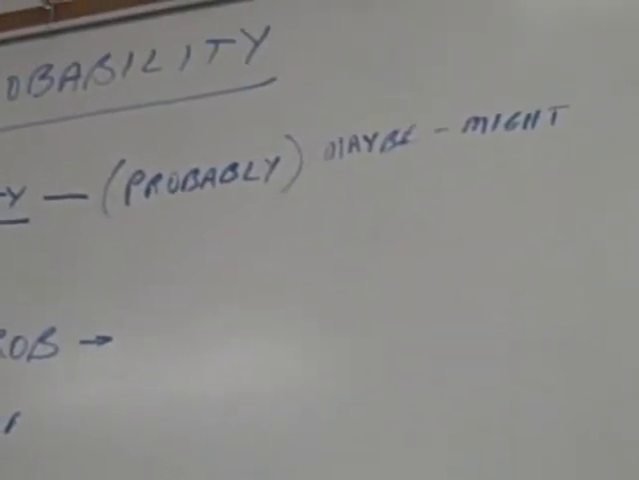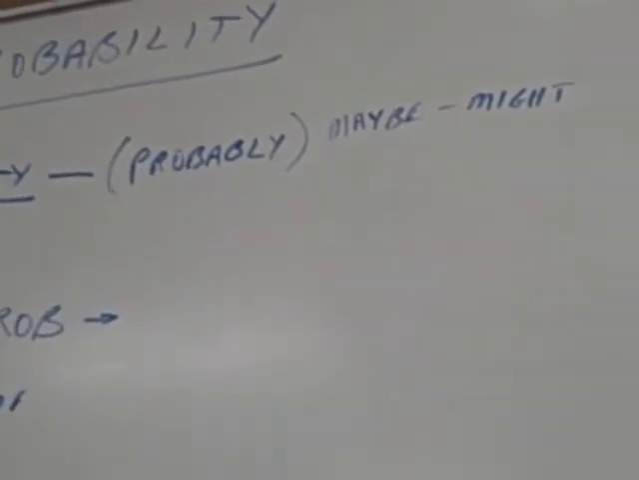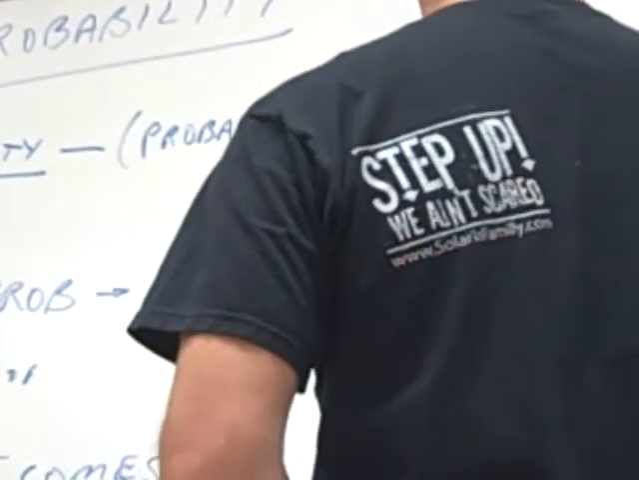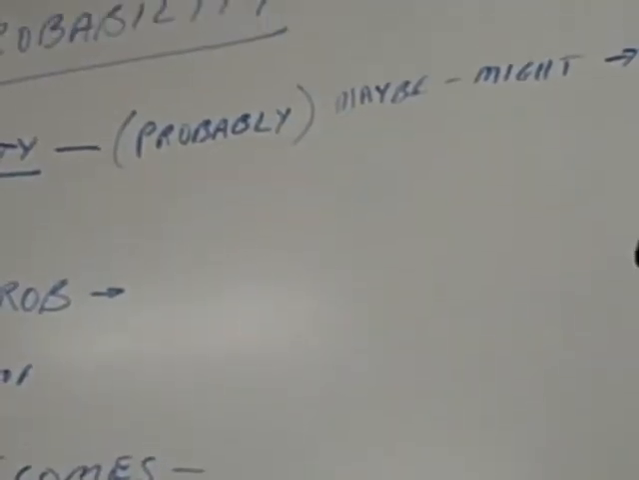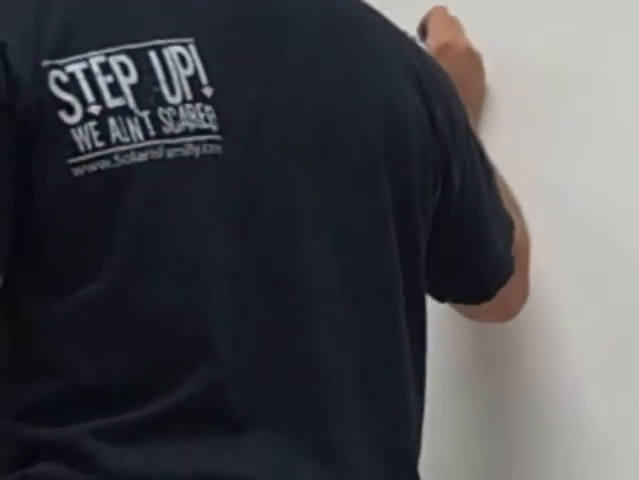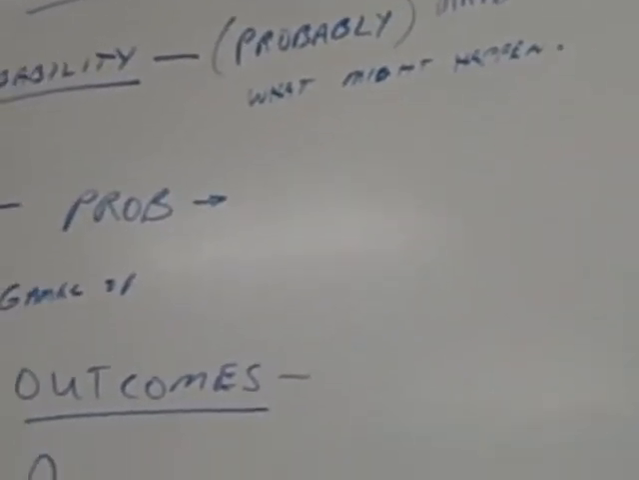Probability is the mathematical term for what might happen. Math term for what might happen.